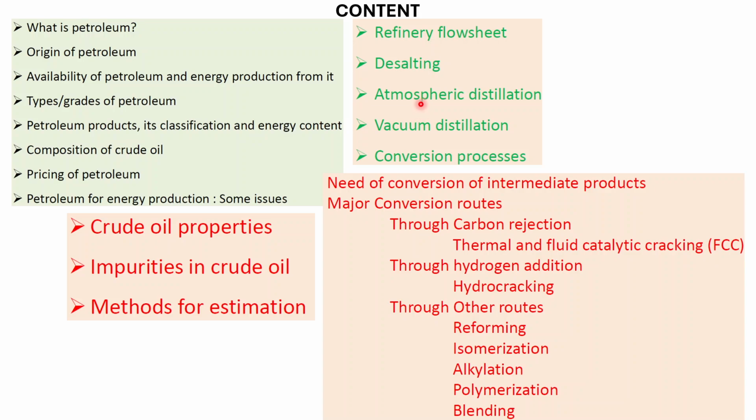It is used for the production of various liquid fuels. So different techniques for the production of liquid fuel, then various conversion methods, the conversion of one kind of fuel to another depending on the requirement of the market, and its techniques such as thermal and fluid catalytic cracking, hydrocracking, reforming, isomerization, alkylation, polymerization, and blending.